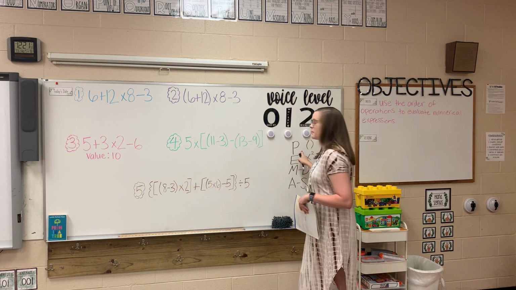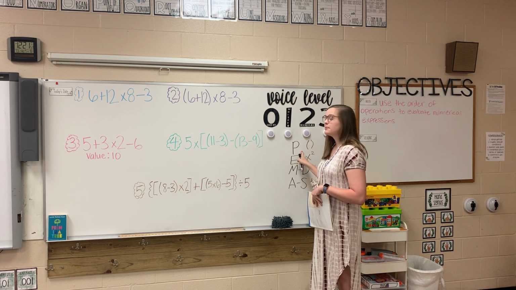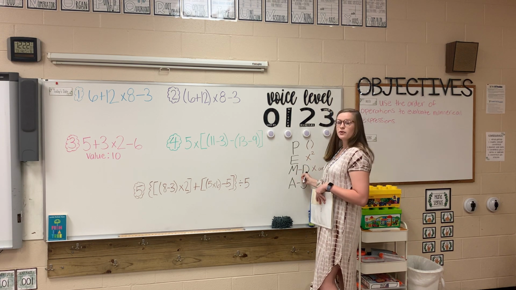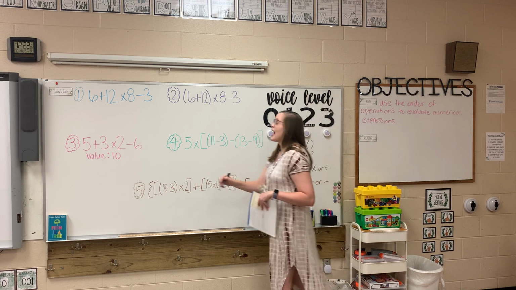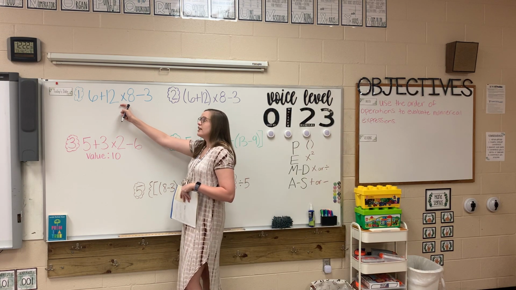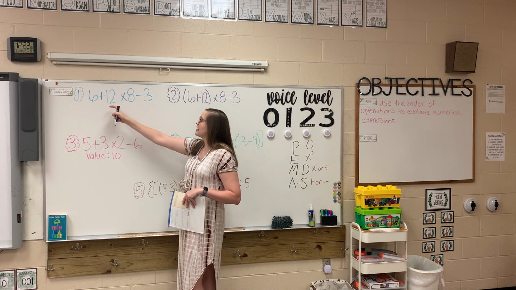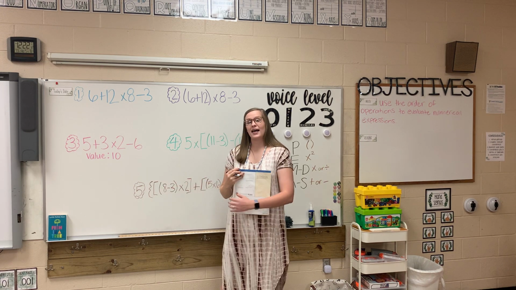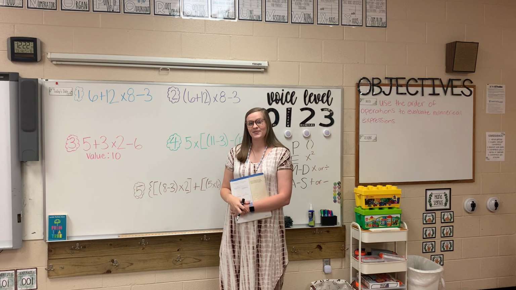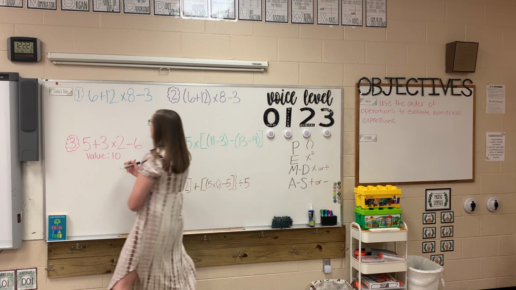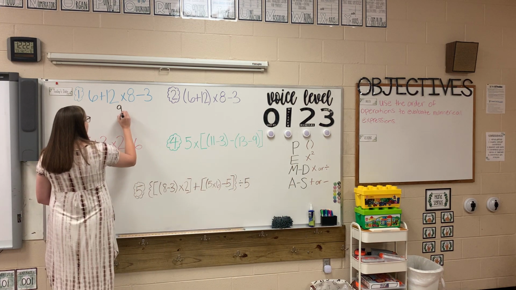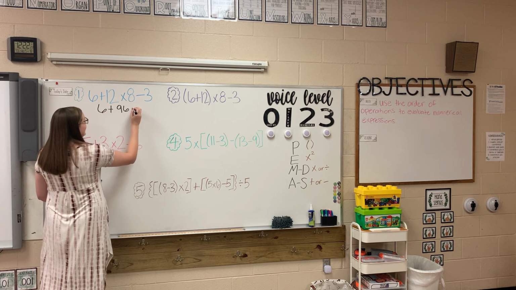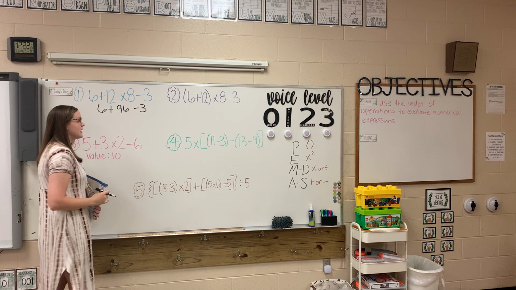Well, do we have any parentheses? No. Exponents? No. Multiplication or division? Yeah, I see that multiplication sign. So the first thing we're going to do is 12 times 8. So what is 12 times 8? 96, right. So we have 6 plus 96 minus 3.